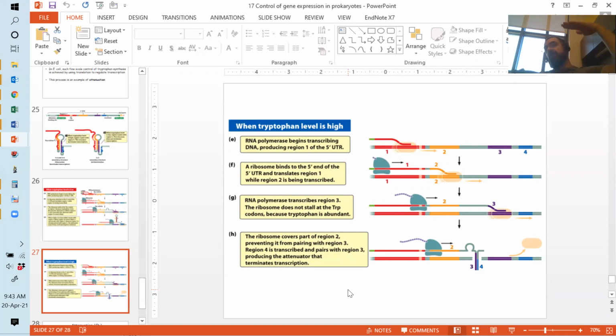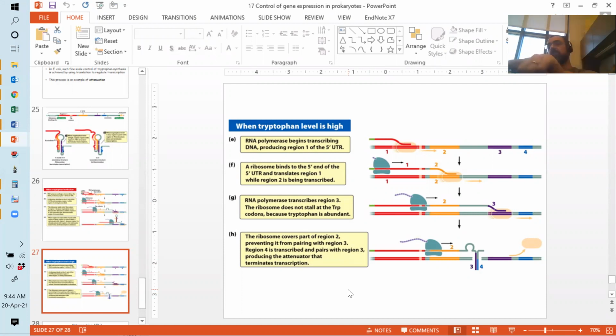Obviously, as tryptophan levels increase, the probability of that occurring increases until it gets to the point where there's so much tryptophan available that you just don't need the trp operon on at all, and trpR binds with tryptophan.